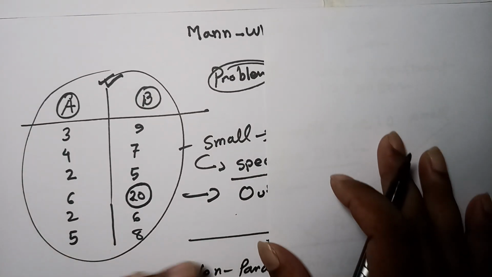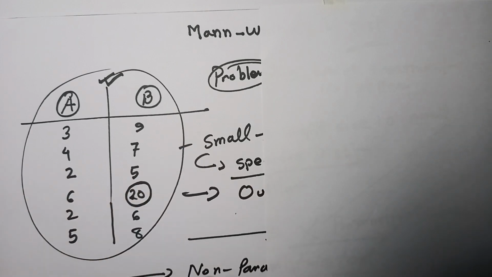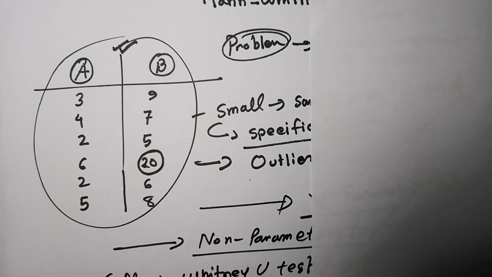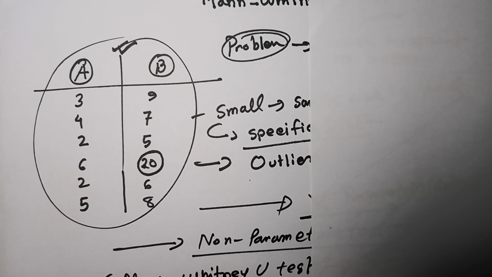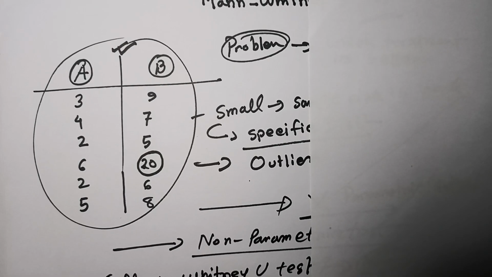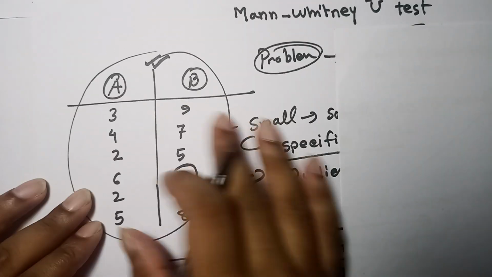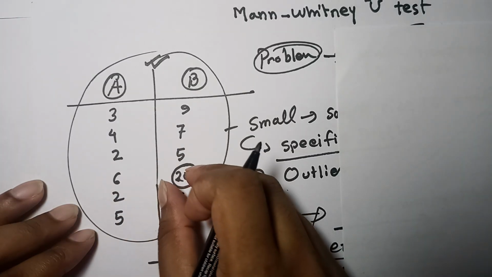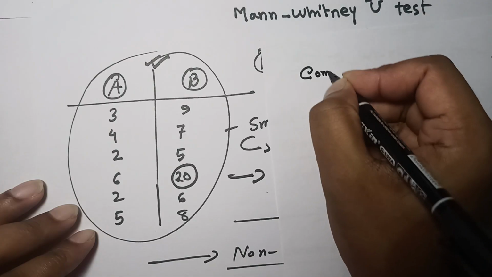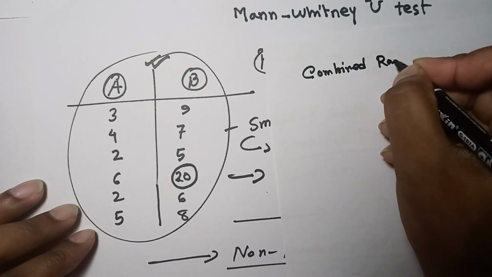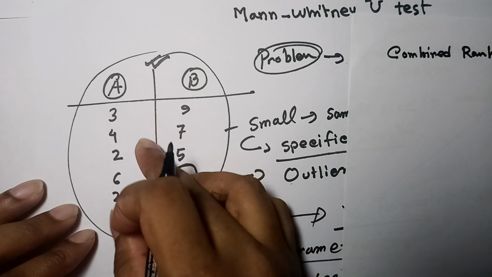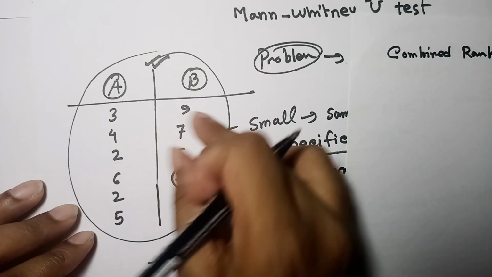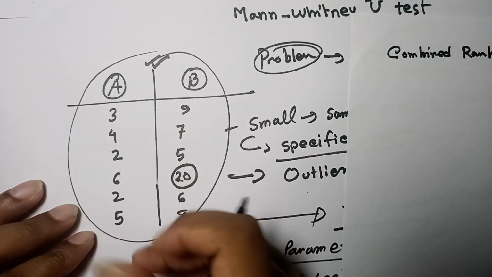Now, the mathematical part, we will solve this problem. Before solving this problem, we have to decide what approach or methodology we want to select here. That's the important part. The very first step, when you find this data set, is to apply combined ranking. Combined rank means you're not dependent on any specific group. Overall, you will try to figure out the ranking.